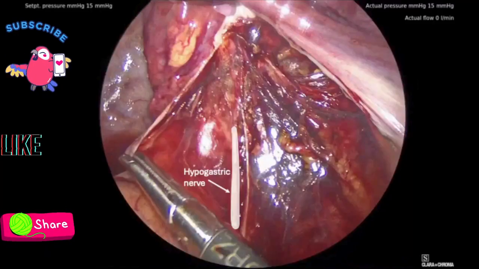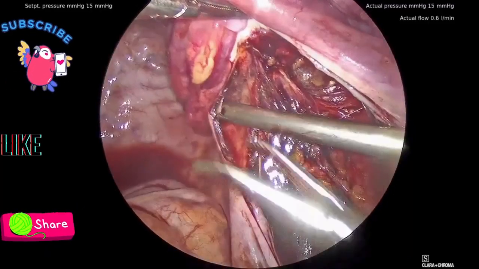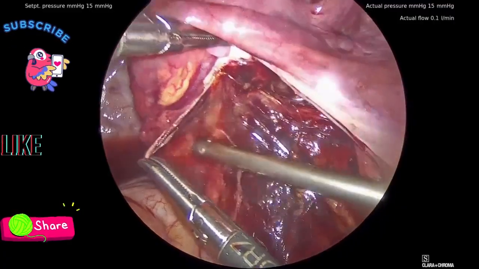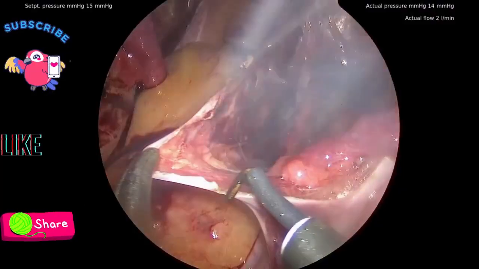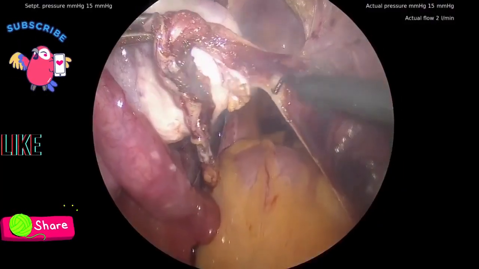The hypogastric nerve, which lies medial and dorsal to the ureter in the medial pararectal space, is also identified and lateralized to ensure a nerve-sparing procedure. Starting cranially, the peritoneum is completely excised.